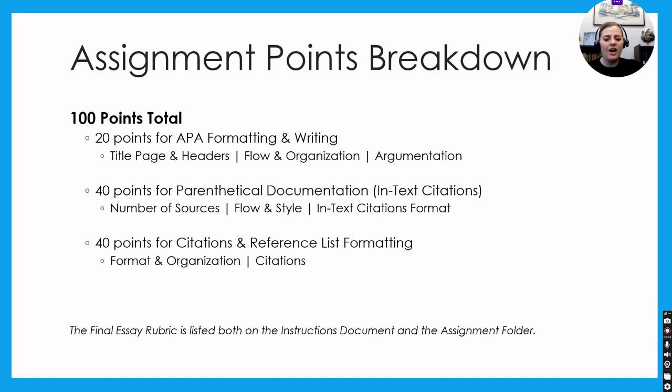For the points breakdown, it is 100 points in total. 20 points are coming from your APA formatting and writing. This will be your title page and headers, the flow and organization, as well as the argumentation of your paper. Then 40 points are coming from the parenthetical documentation.